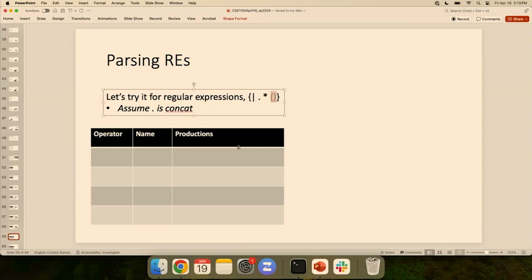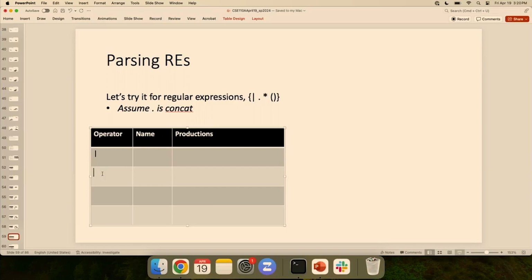So, if we remember, what was the lowest precedence in regular expressions? Yep. The or. Right. That one happens last, right? You concatenate all your strings and star them, and then you or them. Yep. What's the next one?